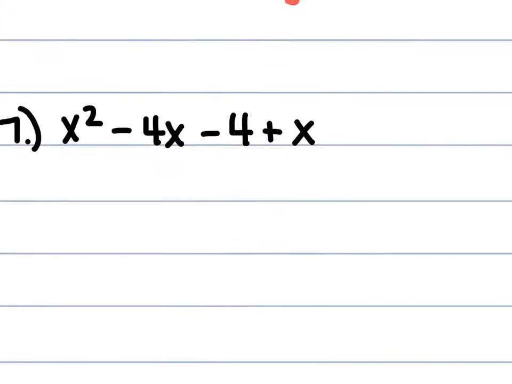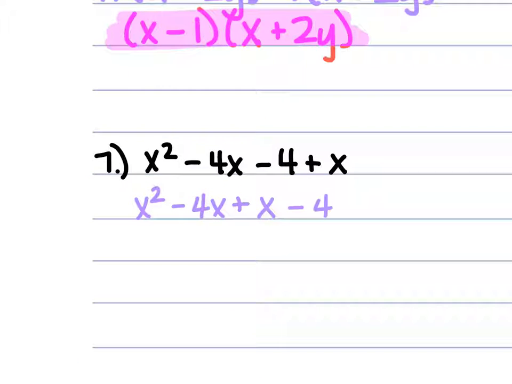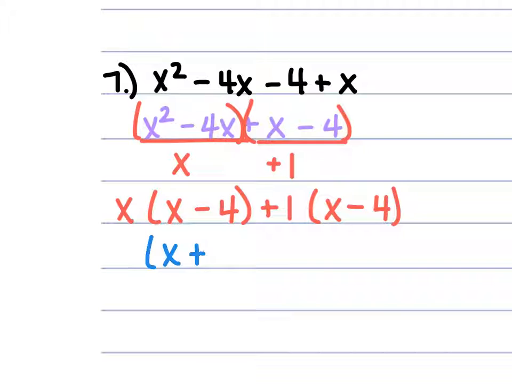If we look at 7, we have x squared minus 4x minus 4 plus x. So I'm going to start by rewriting this as x squared minus 4x plus x minus 4. So that way my terms are in the correct order. Parentheses are on the first two, parentheses are on the last two. We're factoring out an x from the first, we're factoring out a positive 1 from the second. So it's going to be x times x minus 4 plus 1 times x minus 4. This is then going to give us x plus 1 times x minus 4.